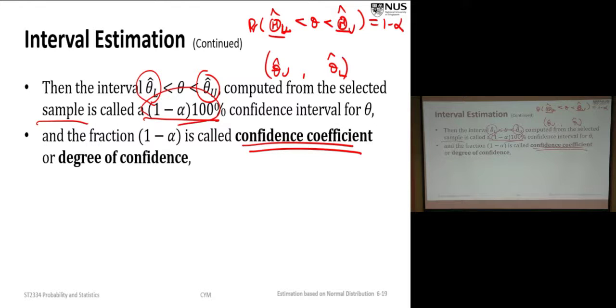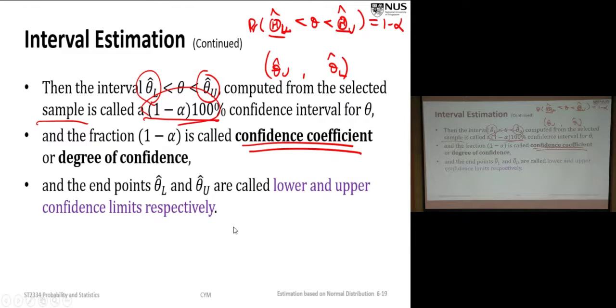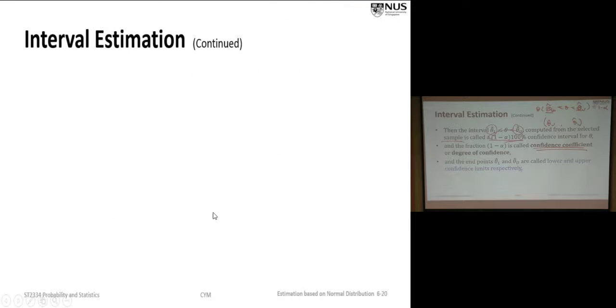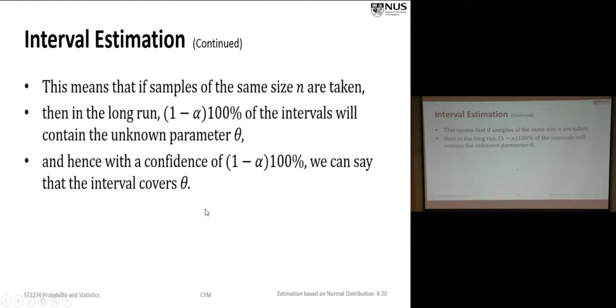So we interpret this 1 minus alpha 100% as our confidence level. How much confidence we place on this interval. All right? Or sometimes it is referred to as degree of confidence. All right? So these are the lower and upper confidence limits. Now, if the sample size n is taken, then in the long run, so many of them will cover the unknown parameter theta, and that's what we call the confidence.